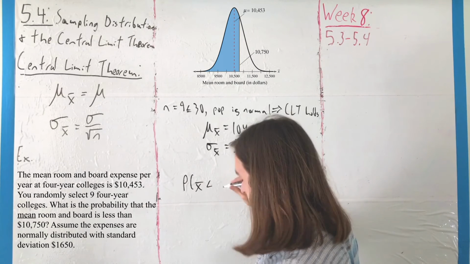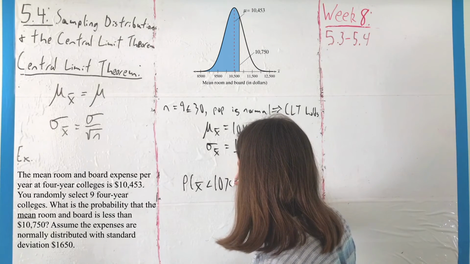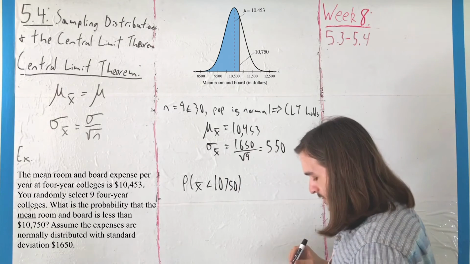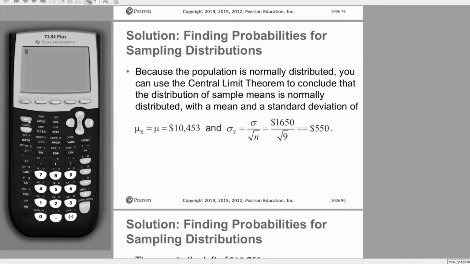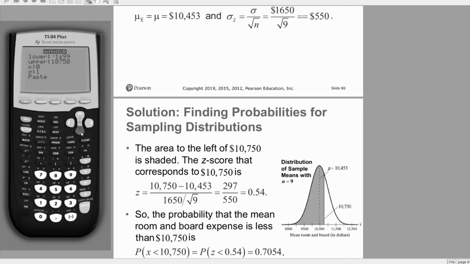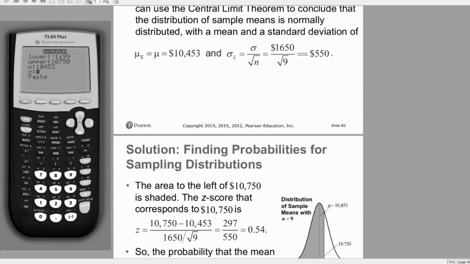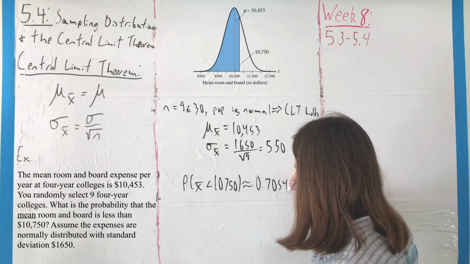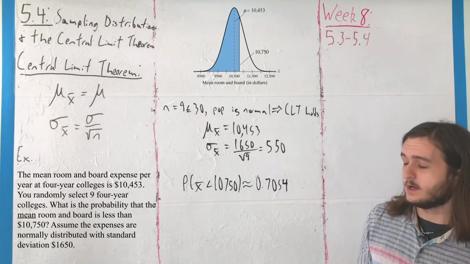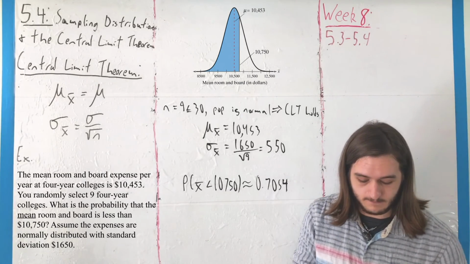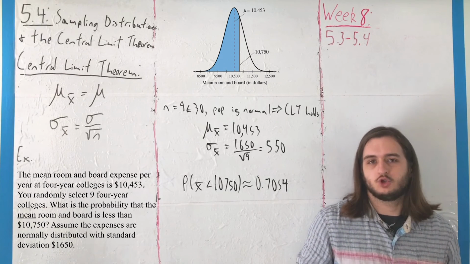we're really just trying to find the probability that x bar is less than 10,750, which here you can follow through with a normal CDF type computation. And what you will get for that is that the probability here is about 70.54%, about 70.5%.